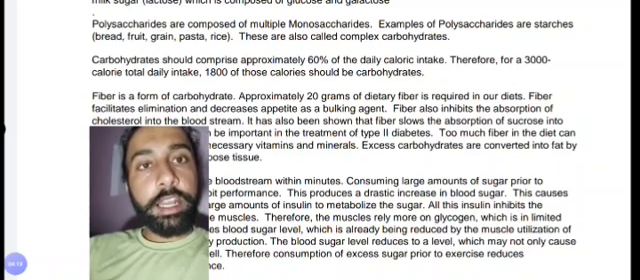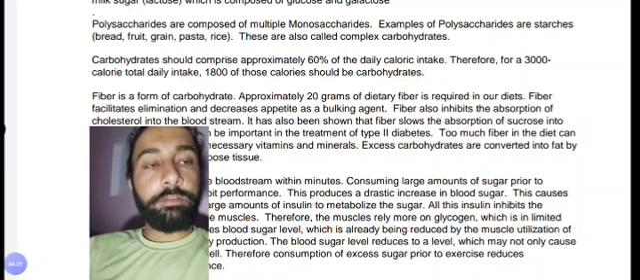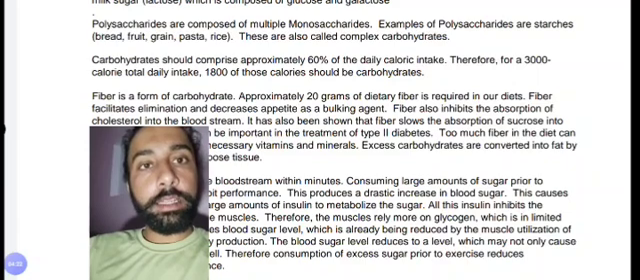So here it is mentioned that carbohydrates should comprise approximately 60% of daily caloric intake. Therefore, for a 3000 calorie total daily intake, 1800 of those calories should be carbs.